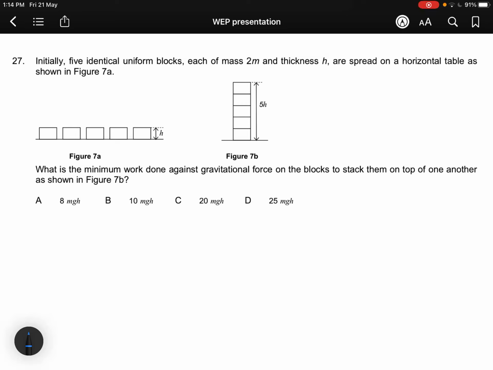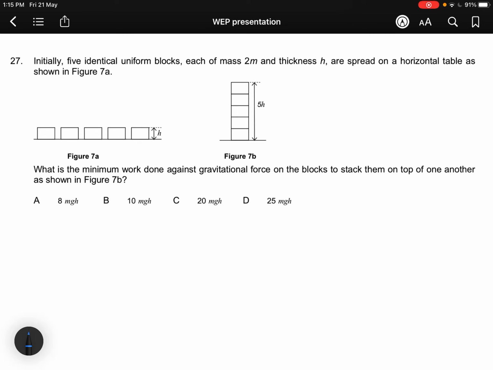Question 27 has two ways of doing it. You can think about the whole process individually, part by part. If you want to build this entire tower, you need to stack it up. So at first, you have to move this guy to this position.